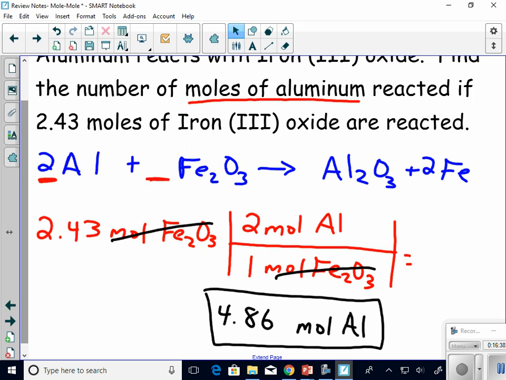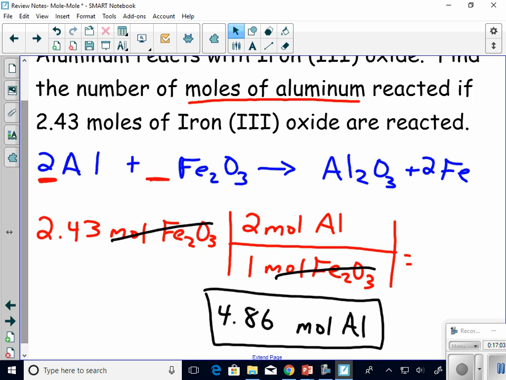Now, was that math very hard? Taking the 2.43, timesing it by 2? No, the math is easy in this particular question, but getting to the point to do that math is the tough part. All right, getting to that point is the tough part.